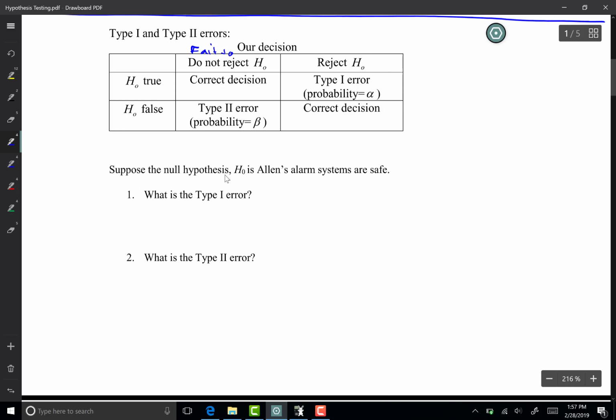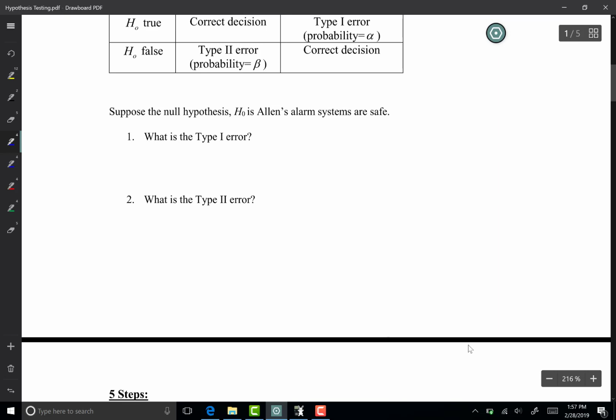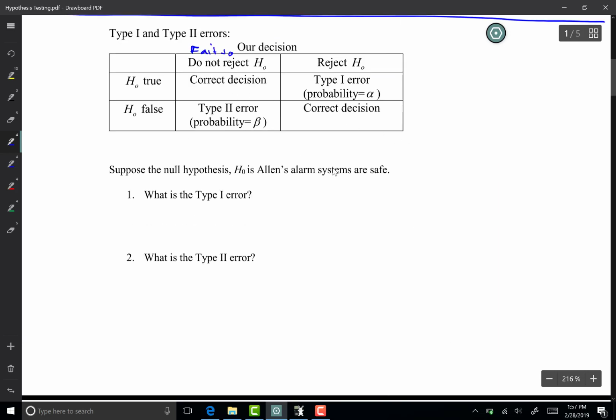So let's look at this one. Suppose the null hypothesis, H naught, is that Allen's alarm systems are safe. Okay, so the null is that they're safe. So what is a type 1 error? Okay, a type 1 error is they really are safe, but we say that they're not safe. Okay, that's called a type 1 error. A type 2 error would be Allen's alarm systems really aren't safe, but we said that they were. We did not reject it. Does that make sense? So I would suggest maybe looking at this table when you're doing these problems, determining the type 1 and type 2 errors.